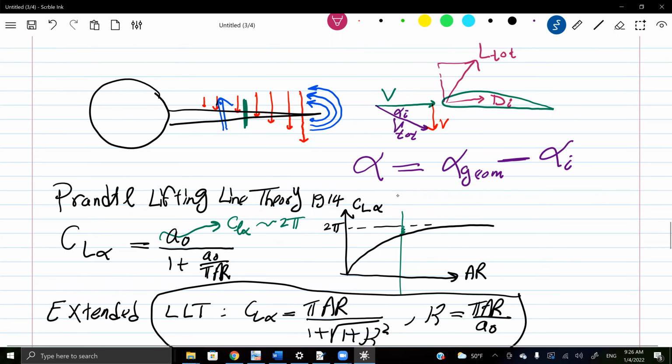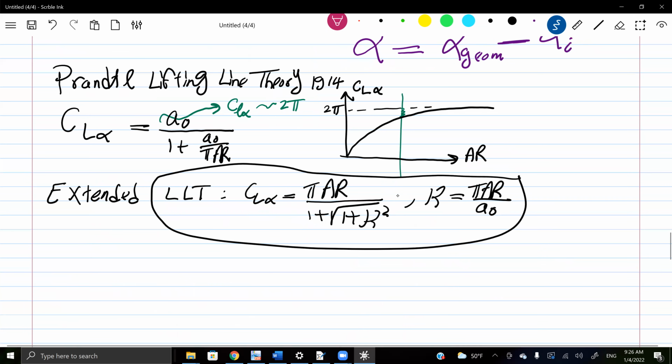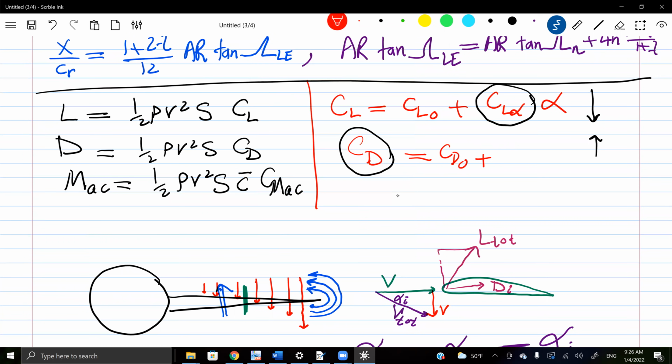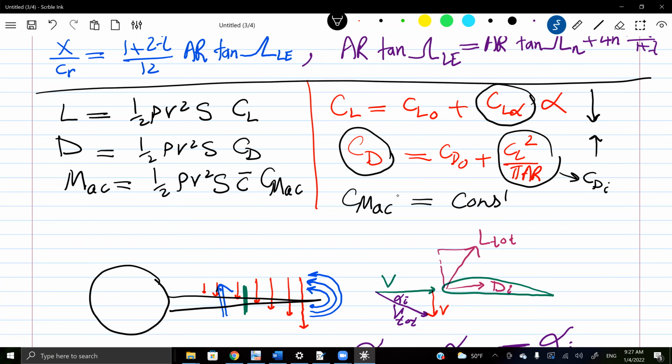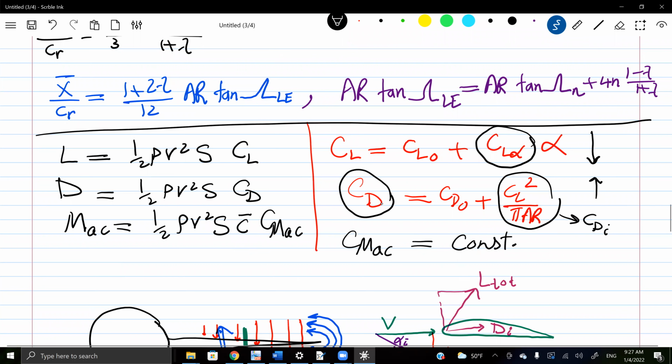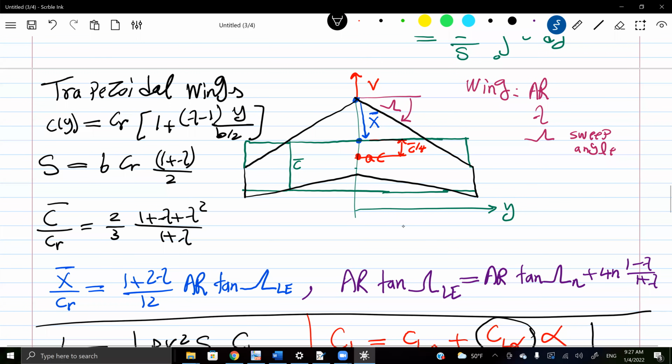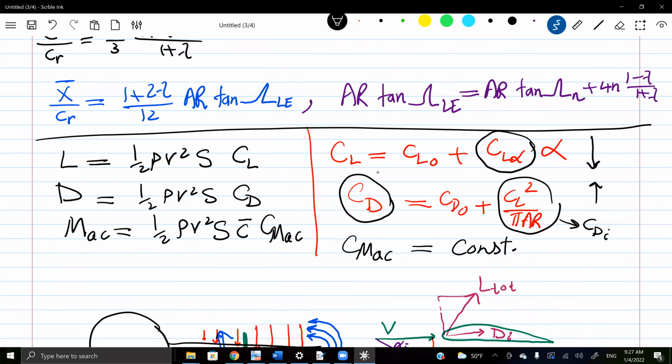So my CD is simply CD naught plus CL squared over pi aspect ratio. This is the induced drag that is coming from Prandtl lifting line theory. And finally, the moment coefficient is very similar. It's still constant at the aerodynamic center. And we already discussed that the aerodynamic center is at quarter of the mean aerodynamic chord. So this is the summary. Simply give me any three-dimensional wing. Here is the lift, here is the drag, here is the pitching moment.